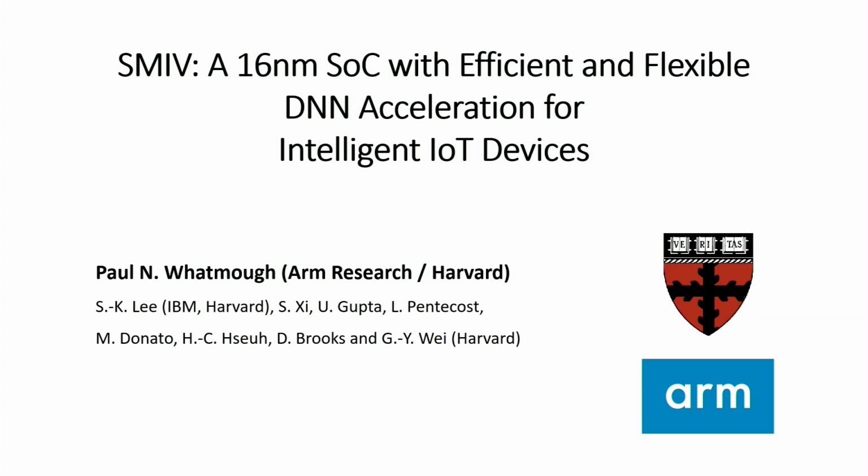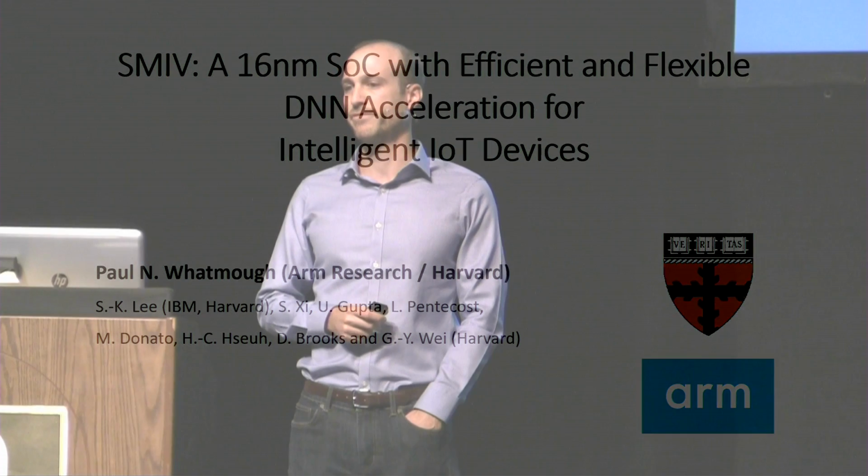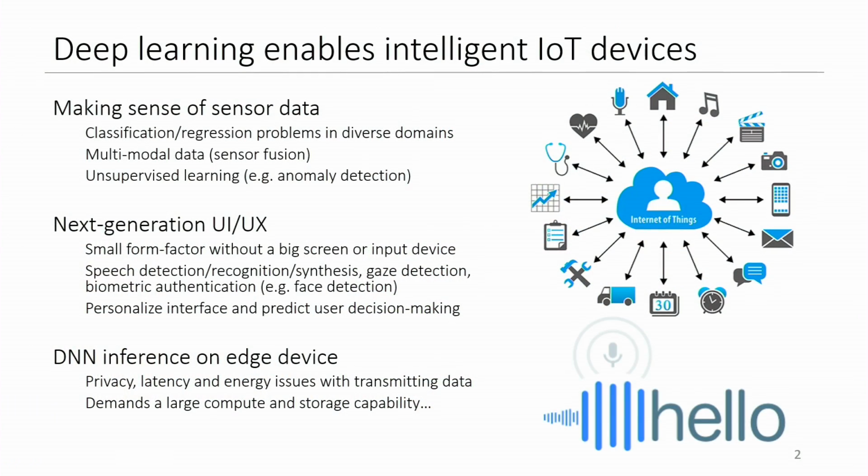So I work for ARM Research, and I also have a part-time affiliation at Harvard. I'm going to be talking about a test chip we designed at Harvard recently called SMIV. And I'm also going to be talking more generally about accelerators for embedded devices. Okay, so the workload I'm going to be focusing on in this work is deep learning. It's probably not a surprise, there's a huge amount of interest in deep learning at the moment.